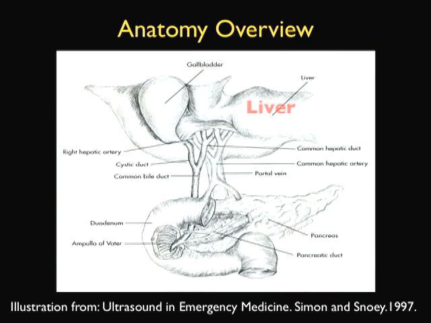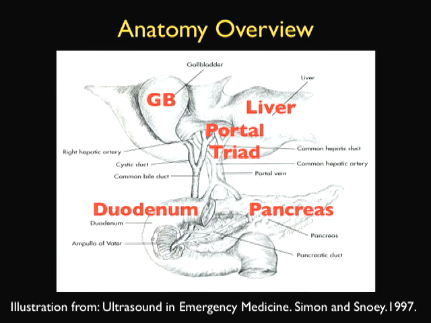Let's begin by reviewing the anatomy of the liver and gallbladder. Here we see the liver and the gallbladder tucked in the inferior aspect of the liver. This is a very nice illustration from Ultrasound in Emergency Medicine by Simon and Snoey in 1997. We also see the portal triad connecting the gallbladder and the liver down to the intestine, and notice the pancreas tucked into the C-loop of the duodenum. We see the biliary tract emptying into the duodenum and joining with the pancreatic duct at the ampulla of Vater.